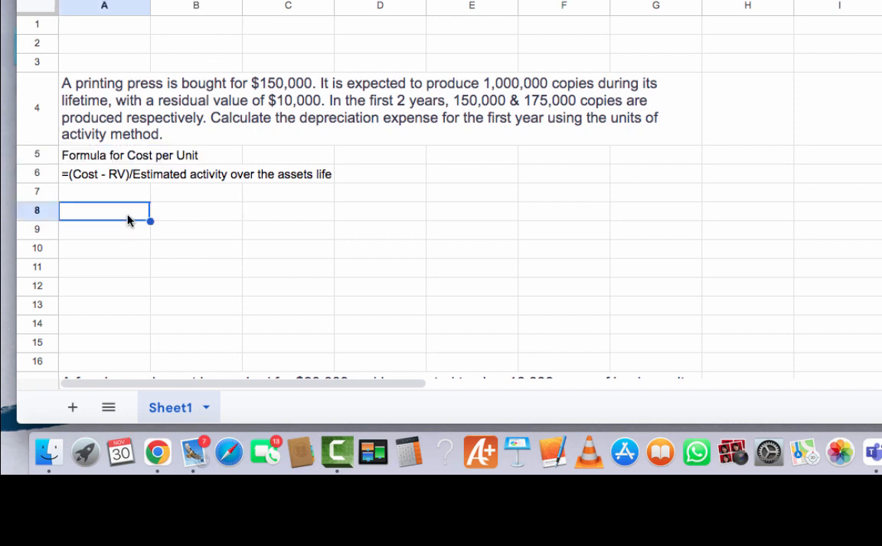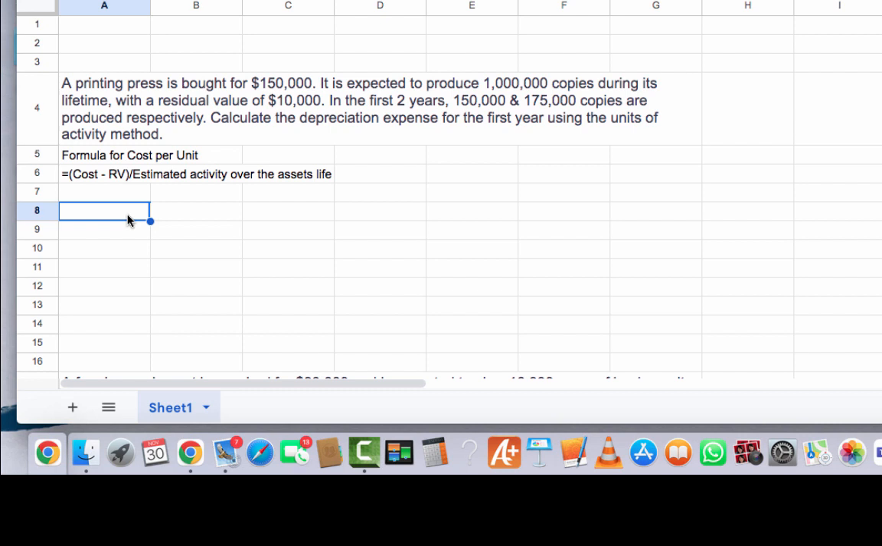Let's plug in our numbers. I'm going to use my spreadsheet as I did in the last video. I'm going to start with an equal sign to start the formula. I'm going to put a bracket so it knows order of operations. It was $150,000 minus its residual value of $10,000, and I'm going to divide that by the 1 million. Now you can see the formula here. It's our cost minus our residual value divided by the estimated total activity of the asset in its whole life. That's giving me a rate of 14 cents per unit. We're going to amortize this.